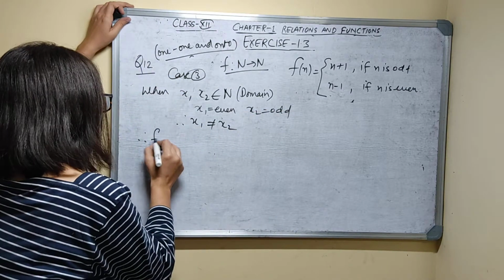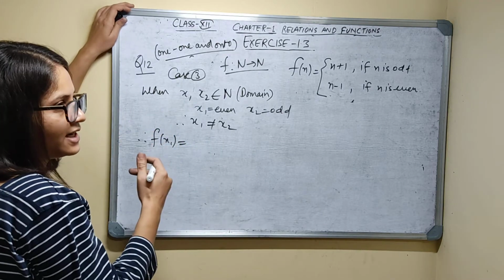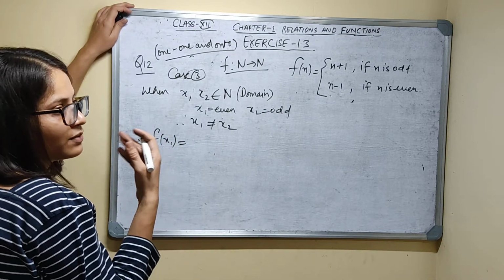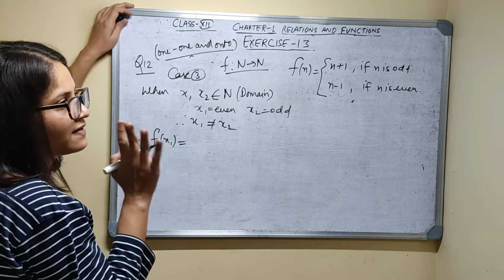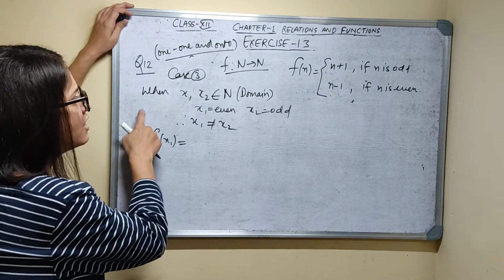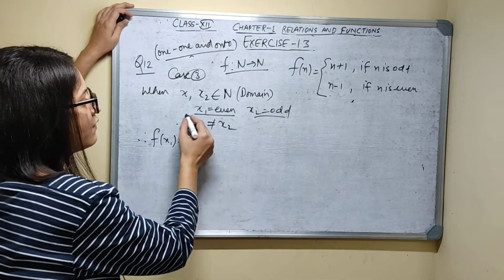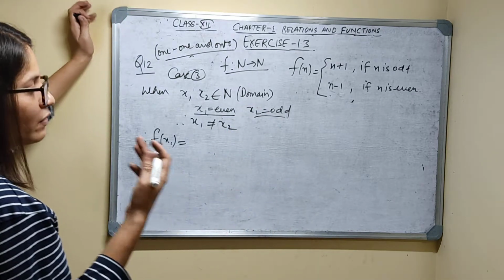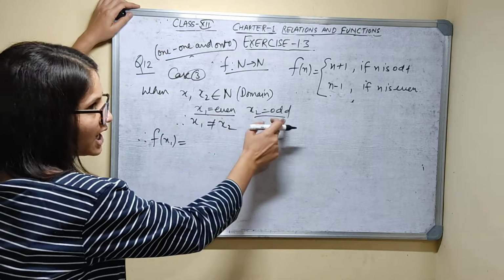So first I will find f of x1. If x1 is equal to x2, in the first and second case we already proved that f of x1 is equal to f of x2, so x1 is equal to x2. From two cases I can say the function is one-one. But in the third case I have to check that one is even, the other is odd, or you can take one is odd, the other is even. The condition will be the same. Since x1 is not equal to x2, even can't be equal to odd.